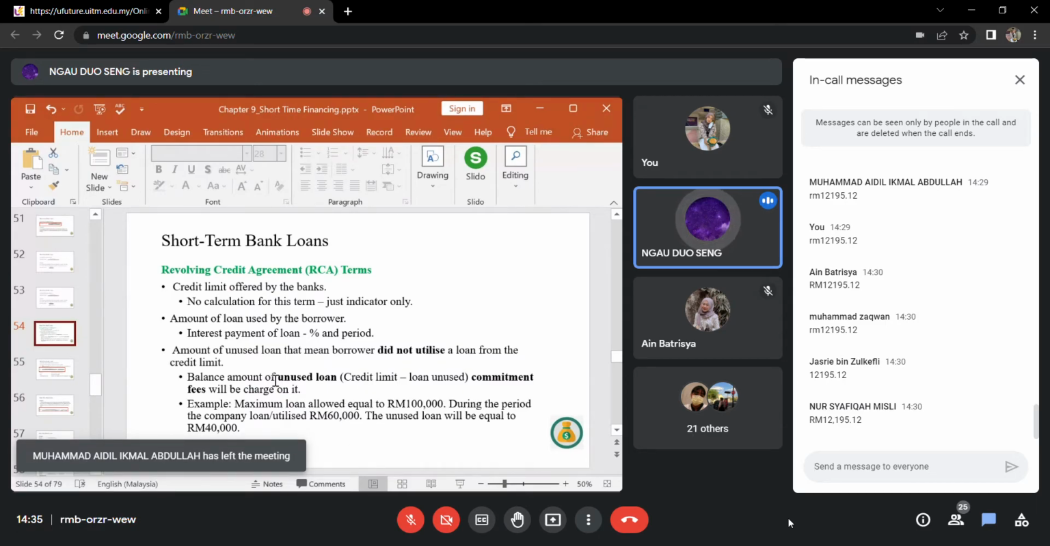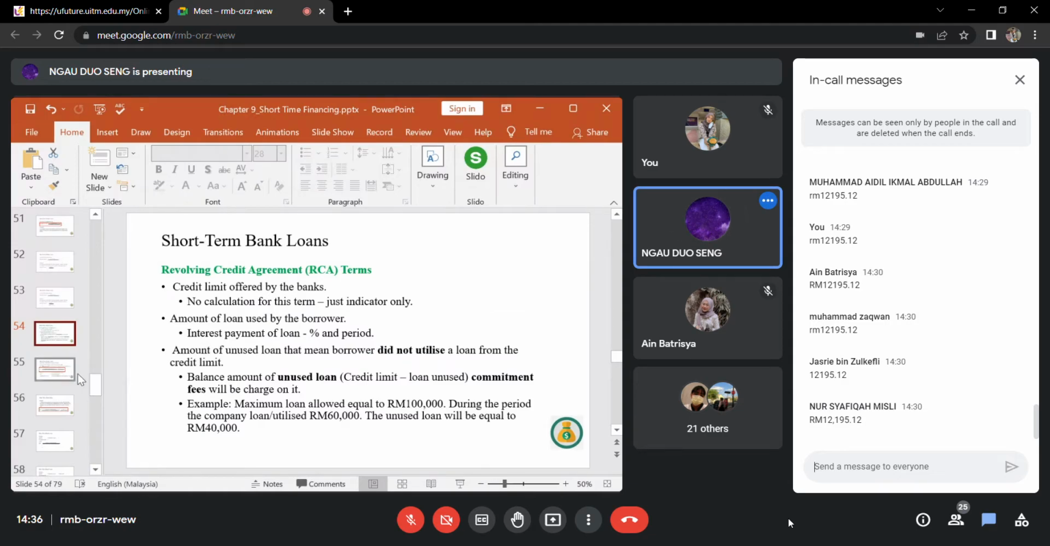So apabila syarikat perlu duit, bank ada duit untuk bagi pinjam. So kalau syarikat tak guna or utilize semua 100,000, macam case ini, syarikat hanya guna 60,000. So 60,000 yang ini dia akan charge faedah, normal interest. Yang balance 40,000, dia akan charge commitment fees. Right?